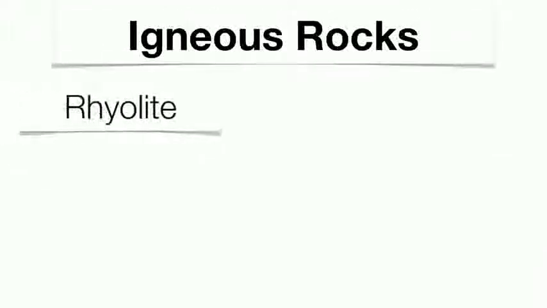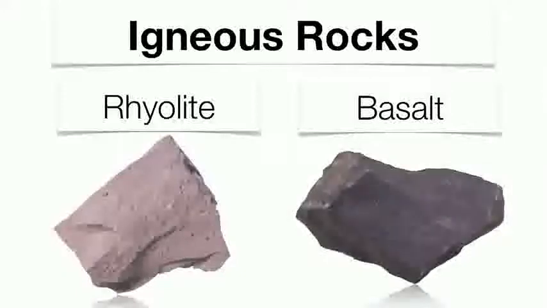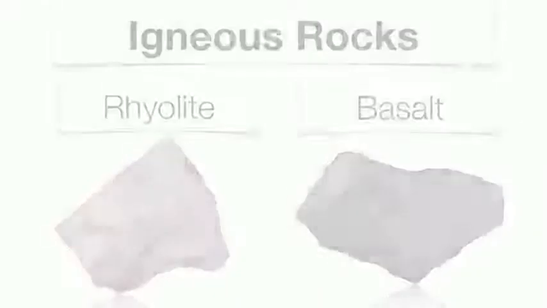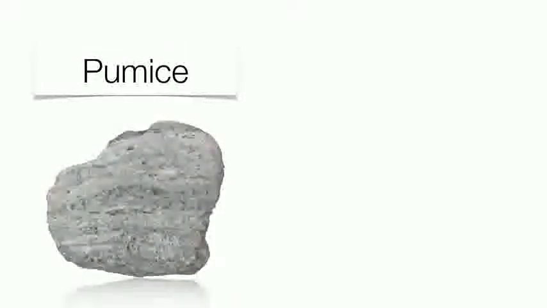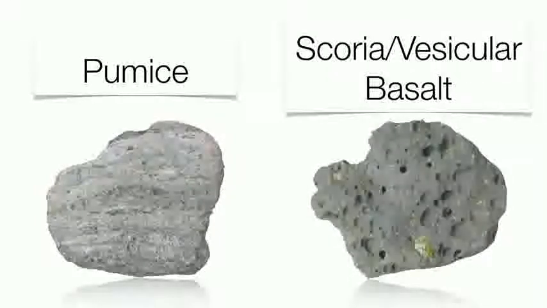So let me just show you here. You have rhyolite and you have basalt. They're both fine grain rocks. Light in color is rhyolite, felsic in nature. Basalt is dark in color, mafic in nature. From there, we'll move into our vesicular rocks. Pumice is light in color, and it's going to be felsic. Scoria or vesicular basalt is darker in color and a little bit more mafic.